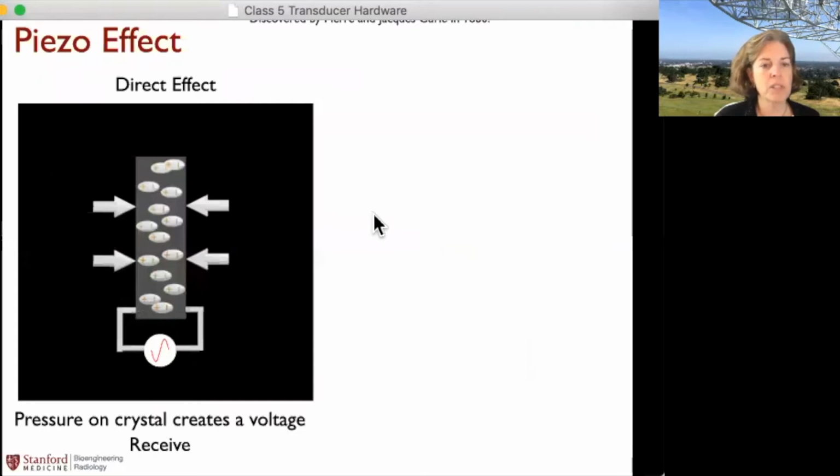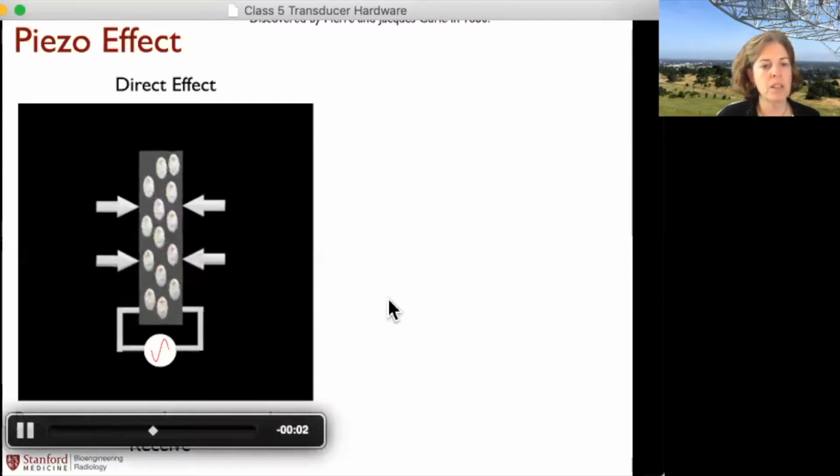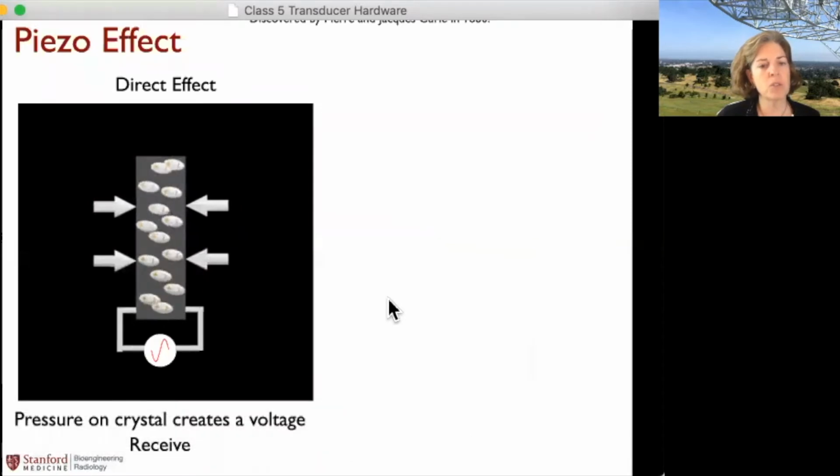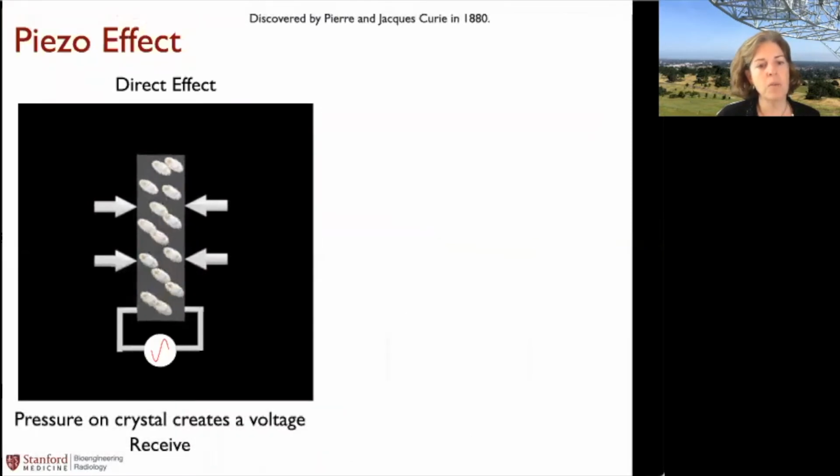So there's two parts to that. First, there's the direct effect. The idea here is that if you have a pressure wave, then you're creating pressure on the crystal. Then those individual crystals in there are going to realign. And when they realign, there's going to be a voltage difference across the two surfaces. So if you put an electrode on the top, front, and the back, then you can measure that voltage. So that's the basic idea of what happens on the receive side of ultrasound.